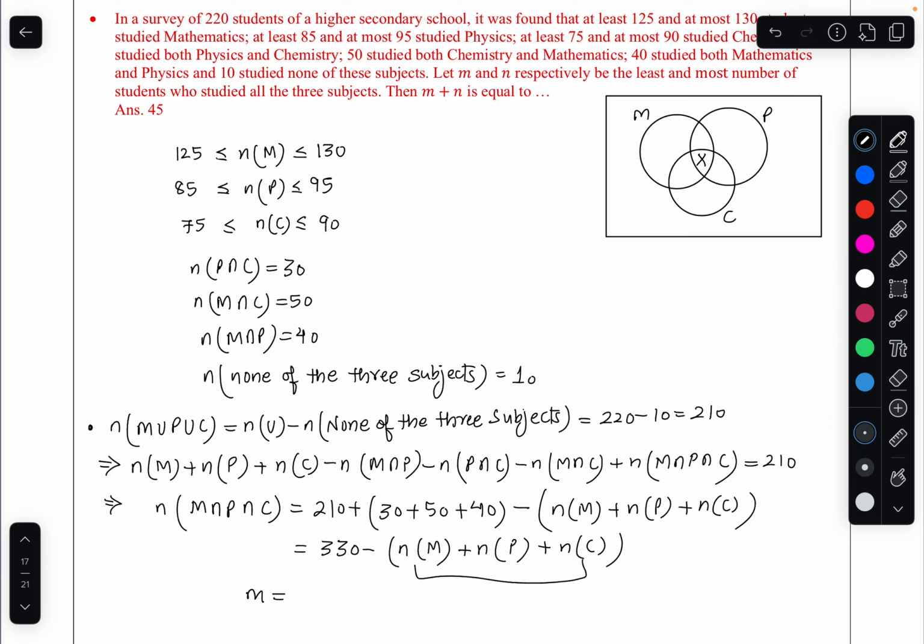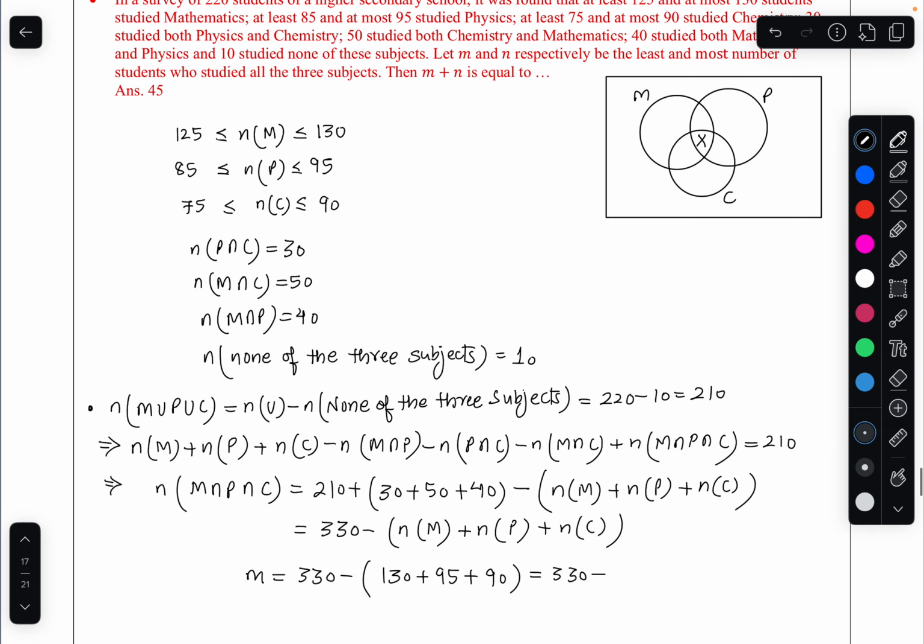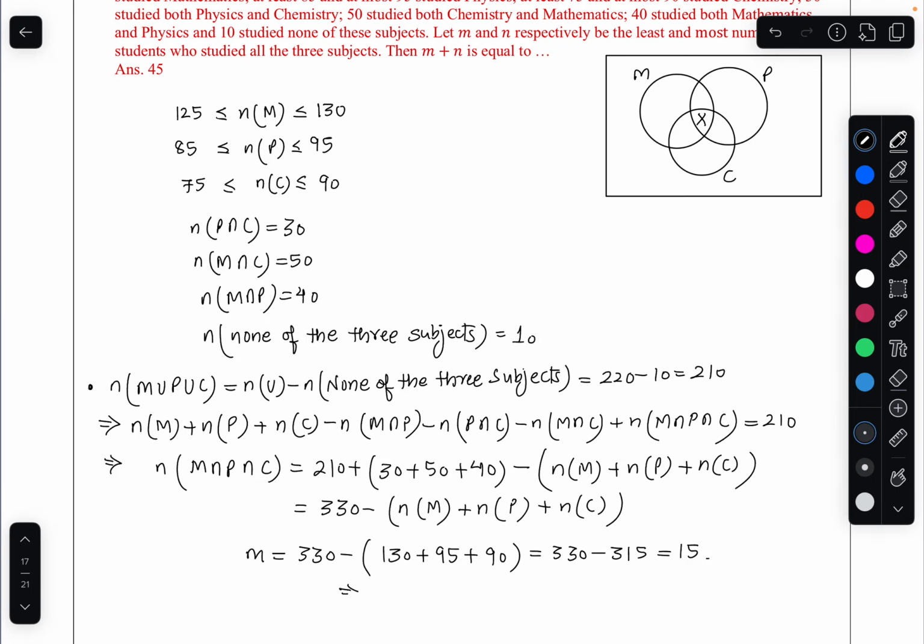Small m comes when I take the maximum of these three. The maximum possible values these three sets can take are 130, 95, and 90. So it would be 330 minus 130 plus 95 plus 90, which is 330 minus 315, equal to 15 here. So the least possible value that the number of elements in M intersection P intersection C can take is 15. So small m we have found, and now we need to talk about the capital M also.